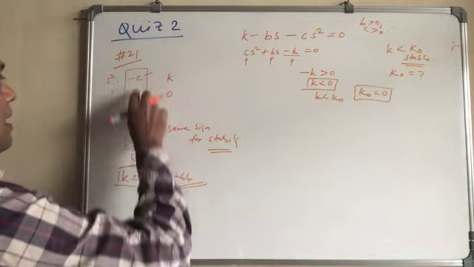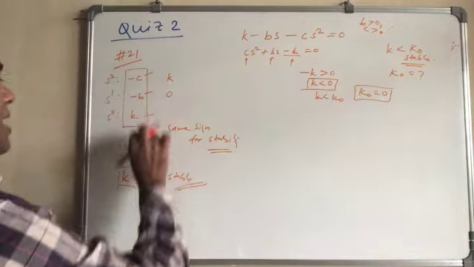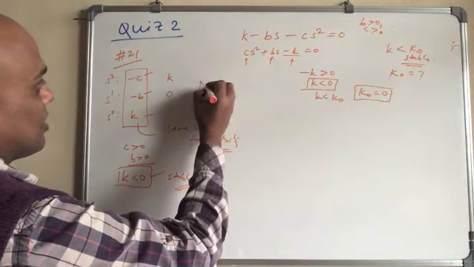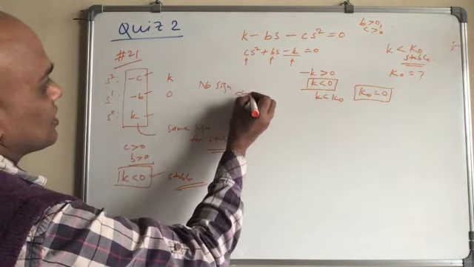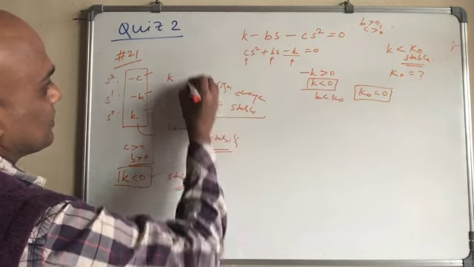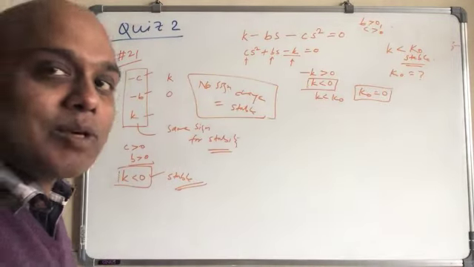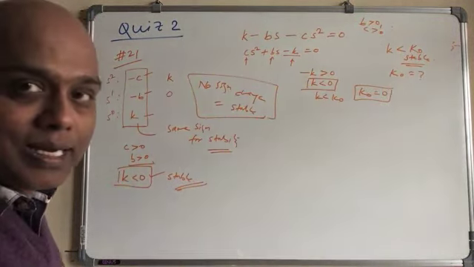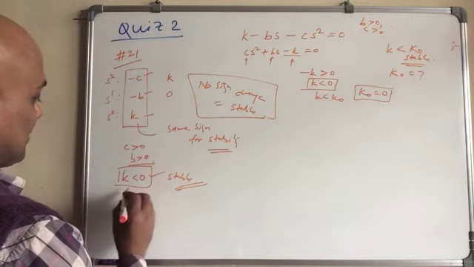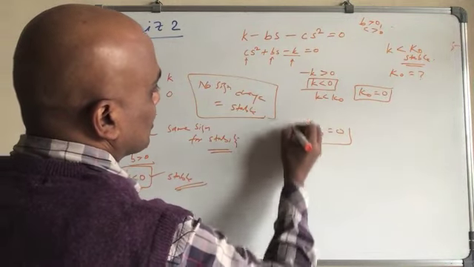So the stability criterion in this case is there is no sign change. As long as there is no sign change, it means stable. If there is a sign change, then the number of sign changes equals the number of roots in the right side of the S-plane. So that means in this case K naught equals 0.